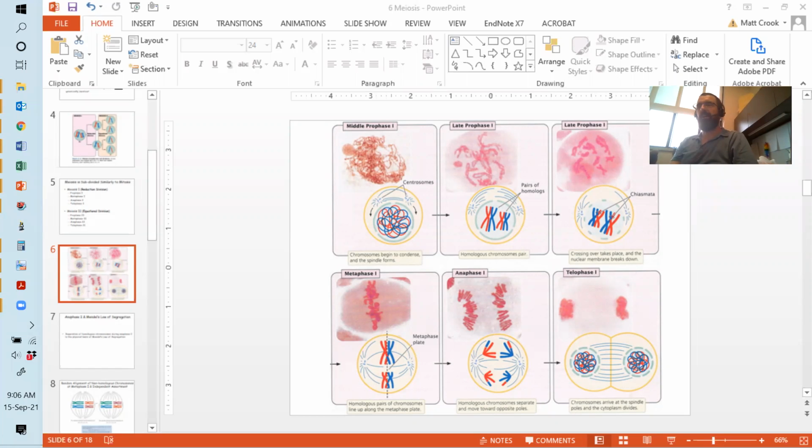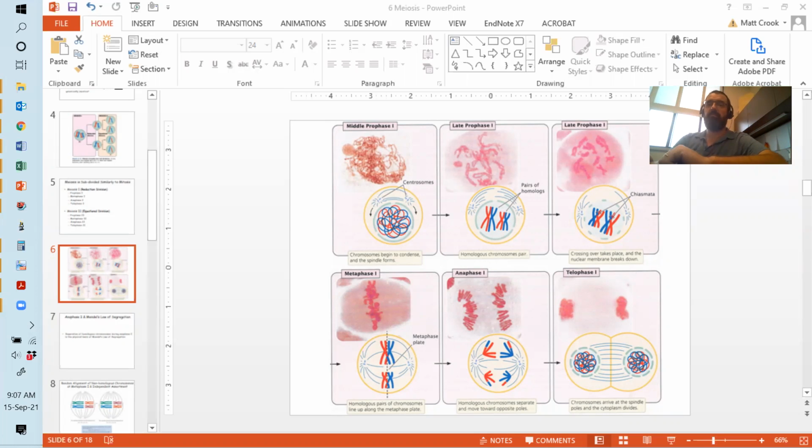I'm not being super organized today, but think about it this way. If you have two possibilities for every chromosome, for this cell that has two pairs of homologous chromosomes, you have 4 possibilities. So that's 2 to the power of 2.